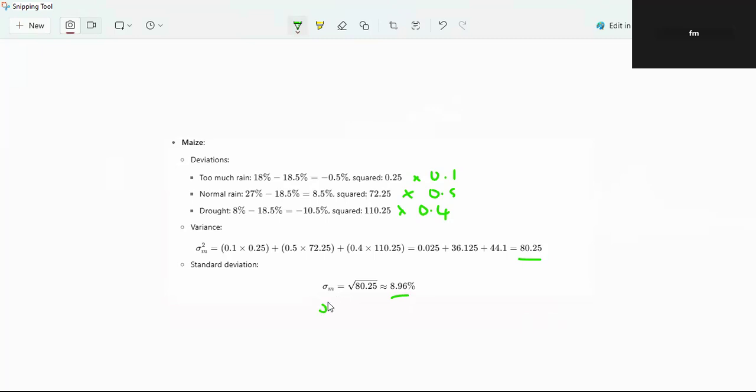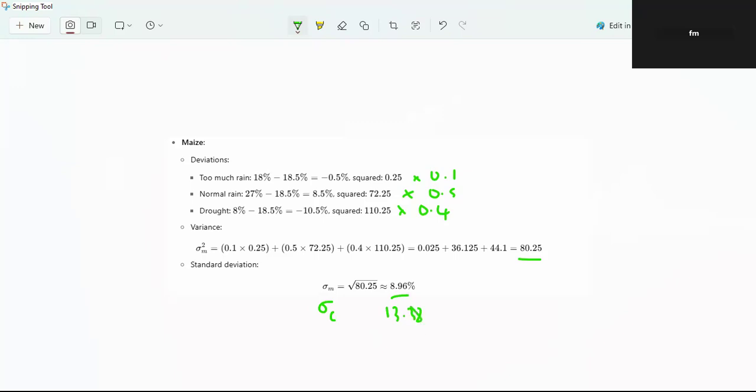So which one is more risky? This is the standard deviation for maize, and for cotton, we found the standard deviation as 13.38. So which one has more volatility? The cotton. Okay.